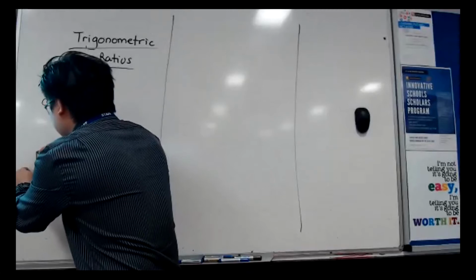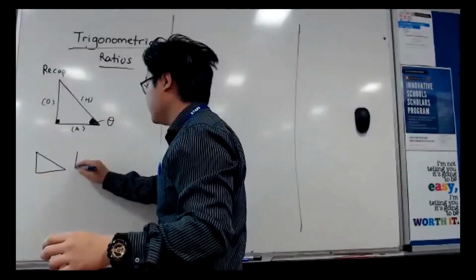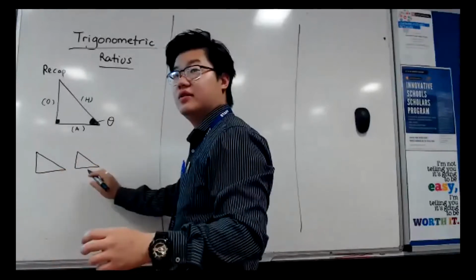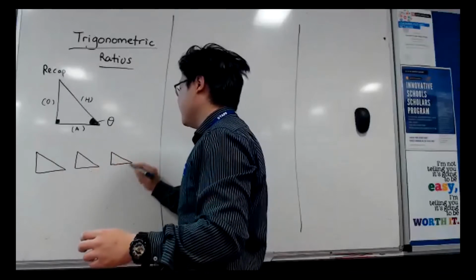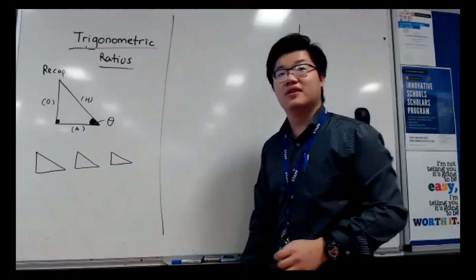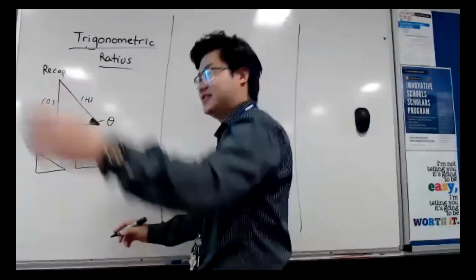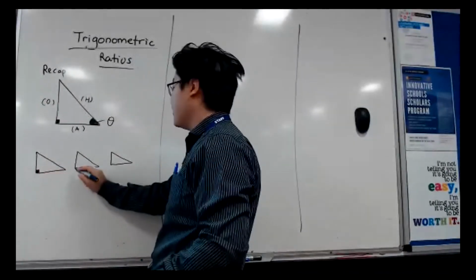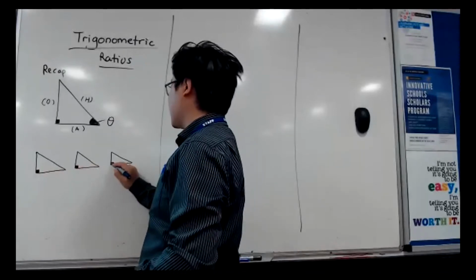Now, I'm going to draw three. Please start drawing. Three right angle triangles: biggest, medium, cutest. Different sizes, yes. And let's not forget to put a right angle right there. Right angle right there. Well, that rhymes.